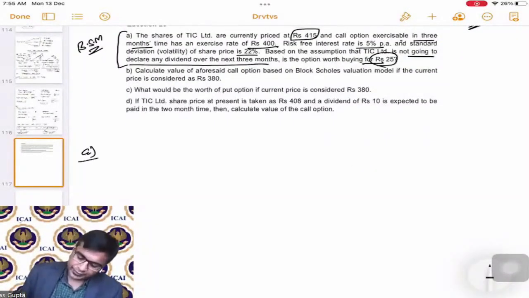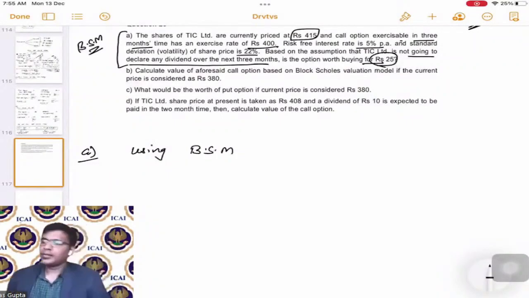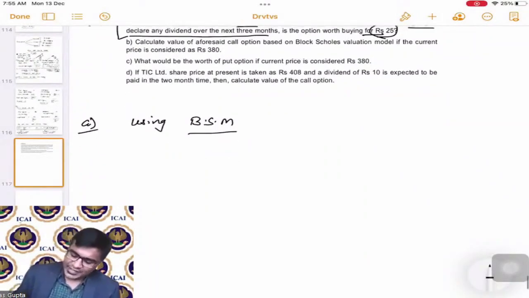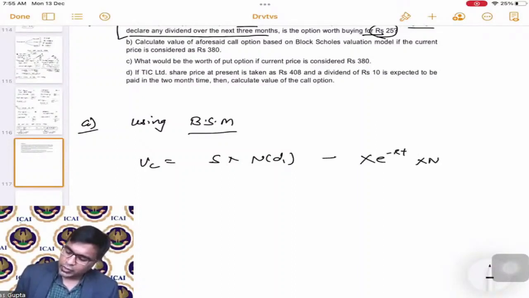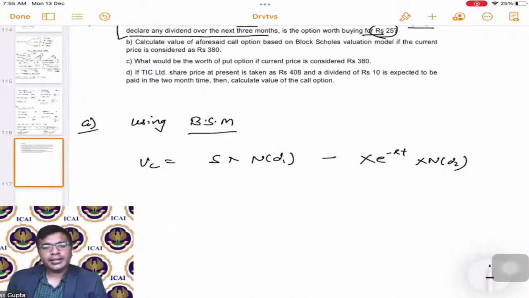So, A part, using the Black-Scholes model, write the formula as many times as possible, correct? So that you all are able to remember this, although the logic is the same. So the value of call option is equal to spot price multiplied by N(d1) minus strike price present value multiplied by N(d2). Simple, correct? That is the value of call option.